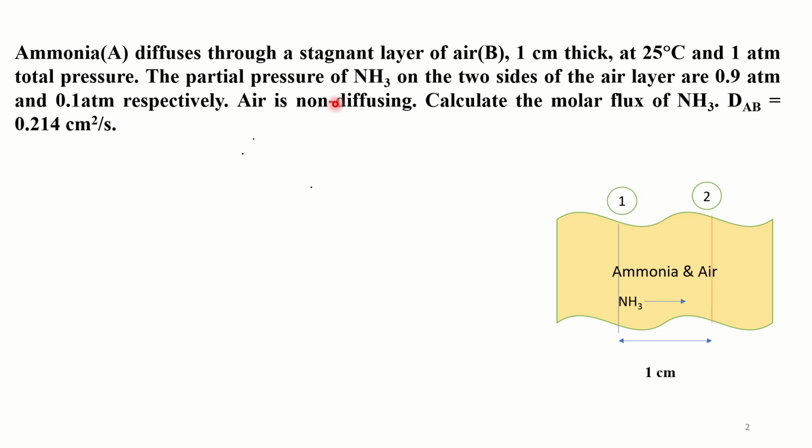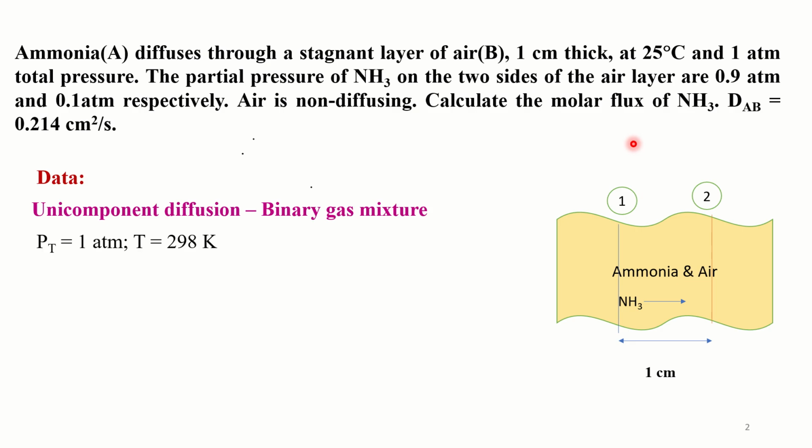Then air is non-diffusing. That means air is the non-diffusing component and ammonia is the diffusing component. So it is a unicomponent diffusion problem. We are asked to calculate the molar flux of ammonia. And DAB, the diffusivity data, is given. So let us see what data we have.